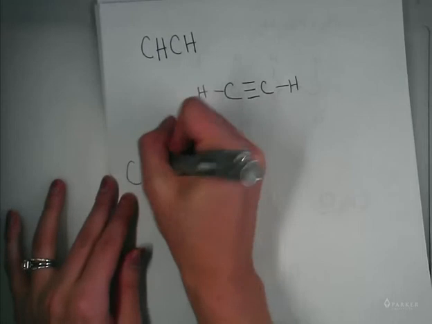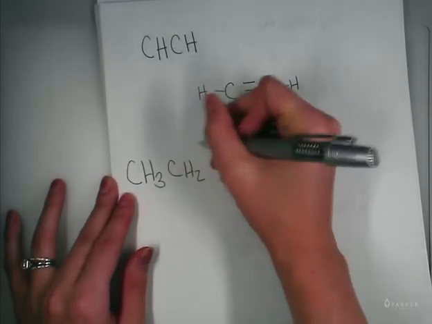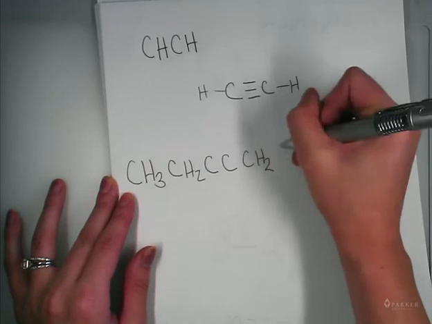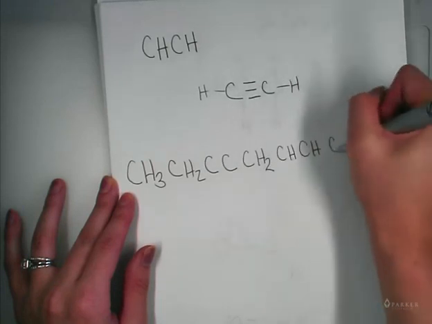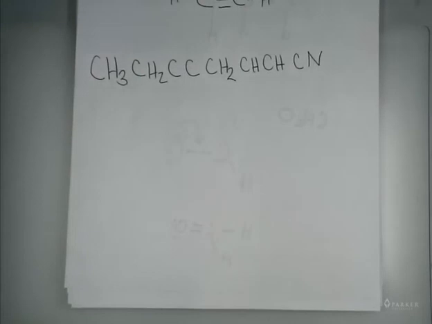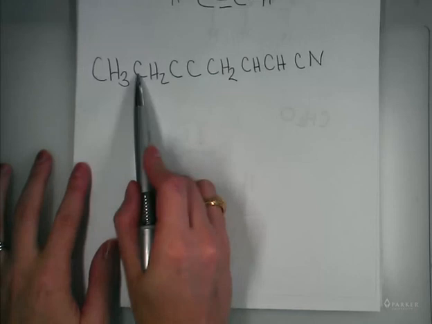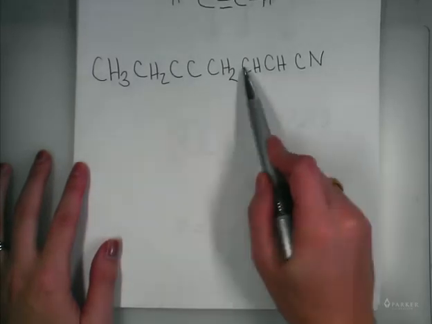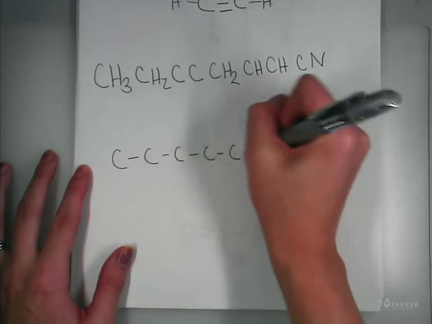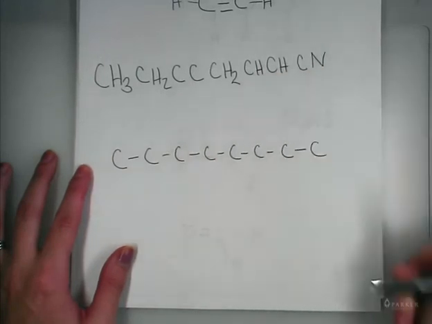Alright, so let's make a long one. Let's mix up some stuff here. Might as well just throw everything in there, right? Okay, do you see that it's all in a chain? Right? So we're going to connect. Hydrogens don't matter. They're always branching off. But you connect everything else in a chain. So I have 1, 2, 3, 4, 5, 6, 7, 8 carbons there. So let's go ahead and draw those. 1, 2, 3, 4, 5, 6, 7, 8.